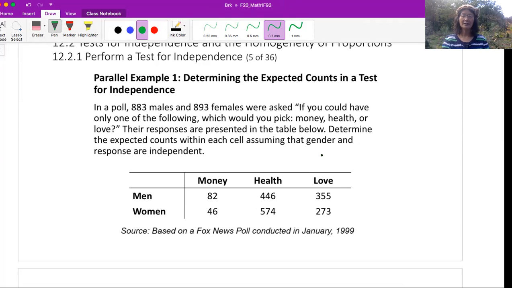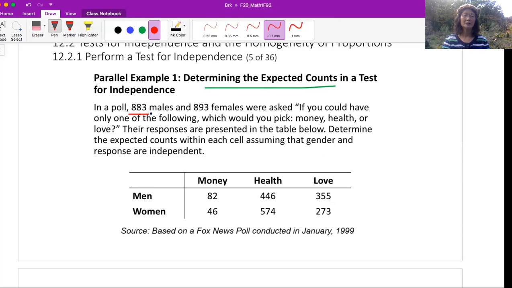Let's take an example. Because we are going to use the chi-square test, and the chi-square test needs expected values, we are going to determine the expected counts first.